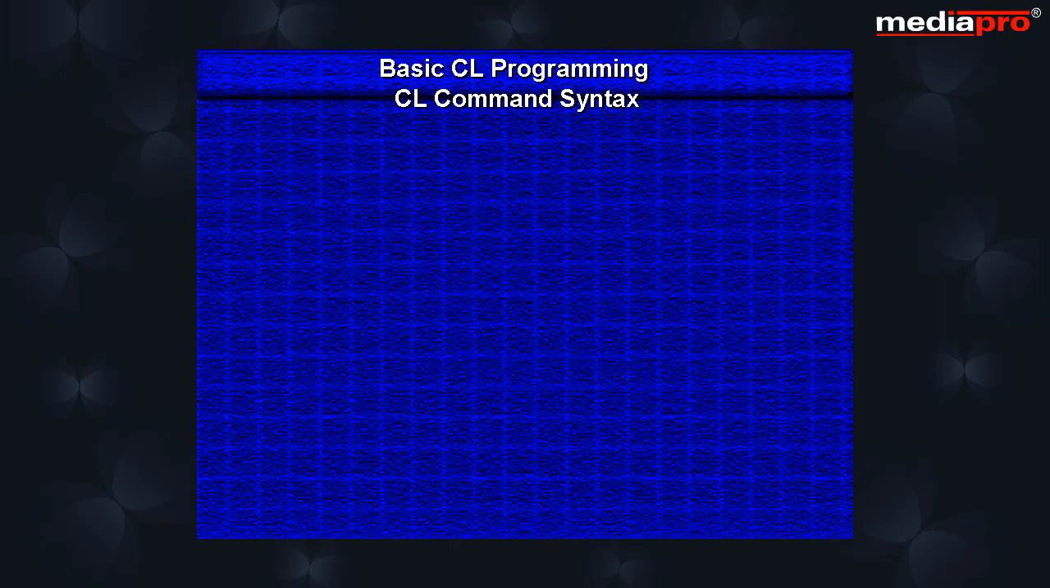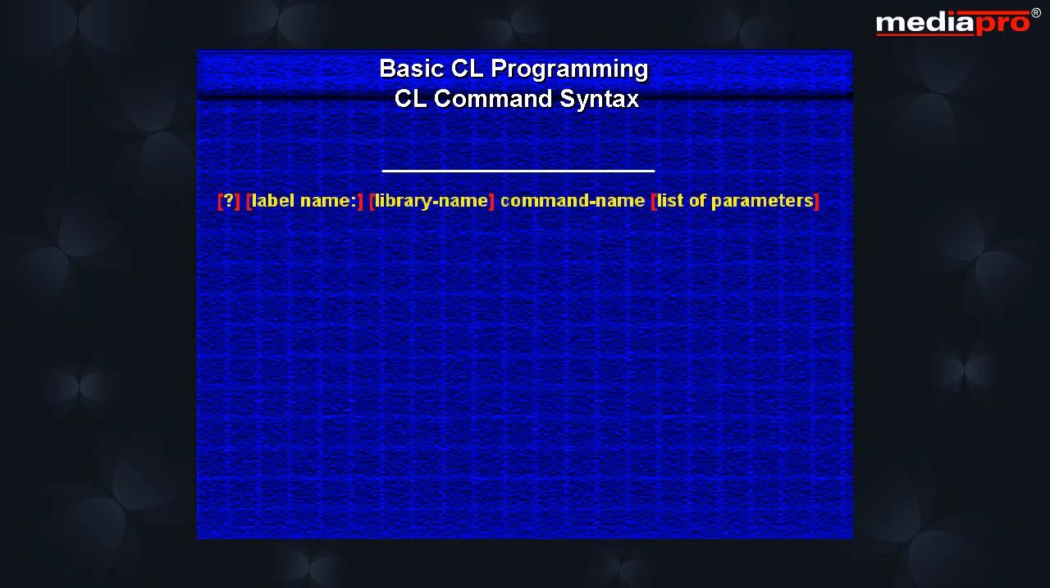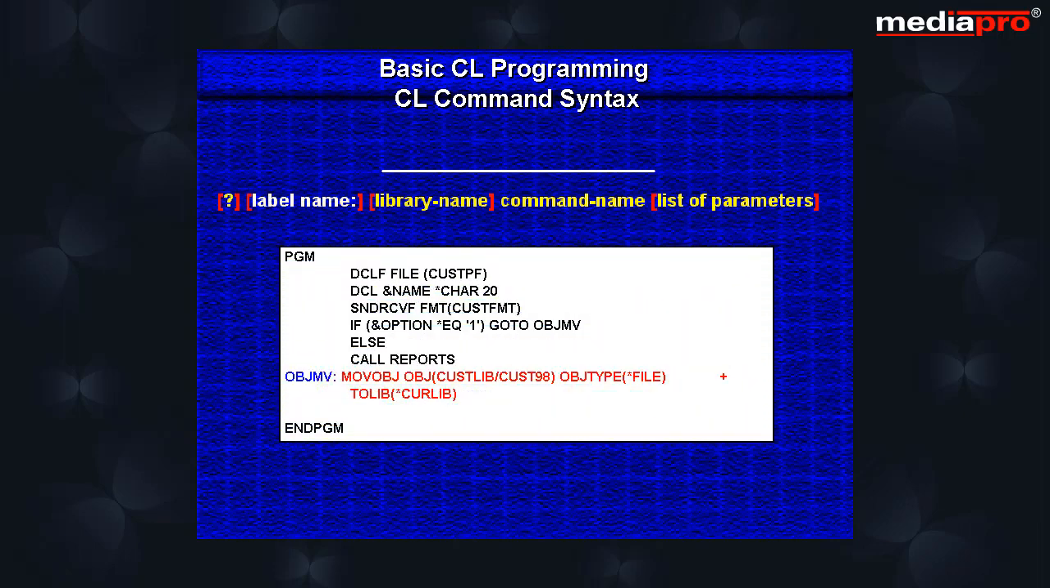Let us take a look at the CL command syntax. The square brackets indicate that the particular parameter is optional. First, we have the question mark that is used for prompting for parameters. We will look at this in a later section. The second parameter is a label name that is used to identify a CL statement for branching to in CL programs. Here we have the move object command that is used to move an object from one library to another.